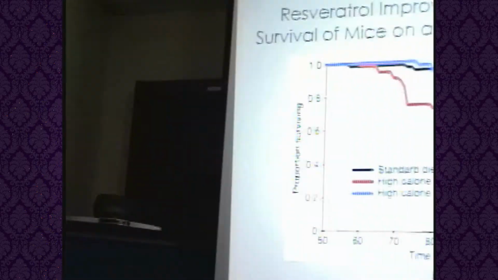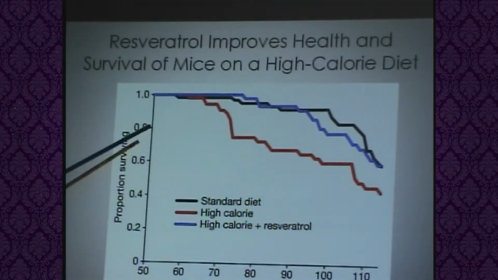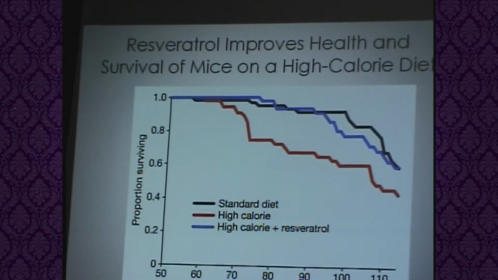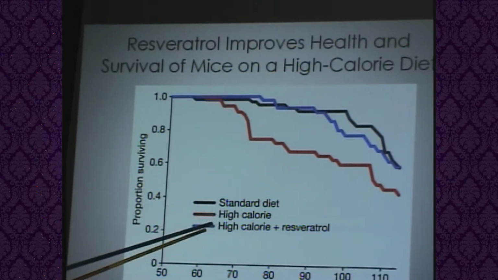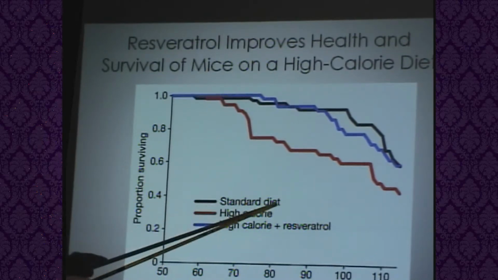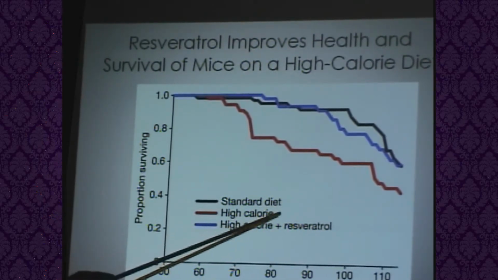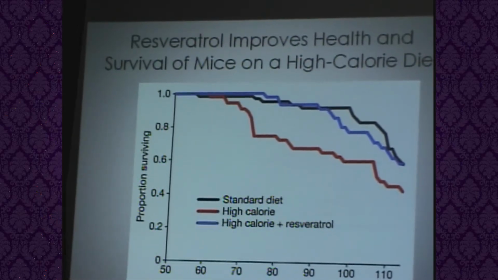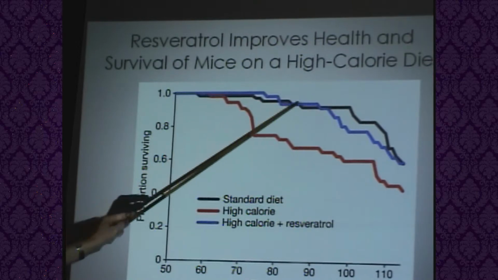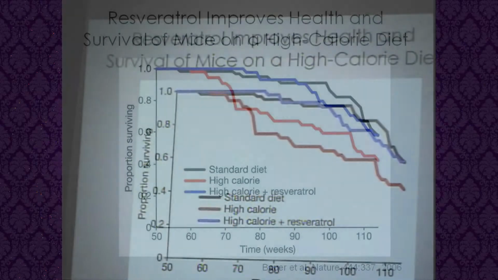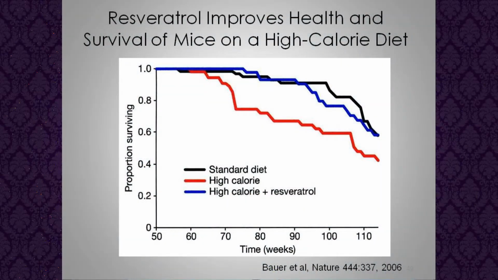Well, there's a huge amount of activity in this resveratrol area. This is a paper that raised a huge amount of stir in 2006 in Nature, looking at mice that were fed either, this is a survival curve, a standard diet, a high-calorie diet, or a high-calorie diet with resveratrol. You can see that the control black line is out to here, and on the high-calorie diet, they're killing themselves, and that was reversed by the resveratrol.